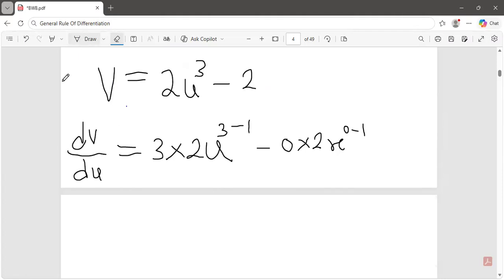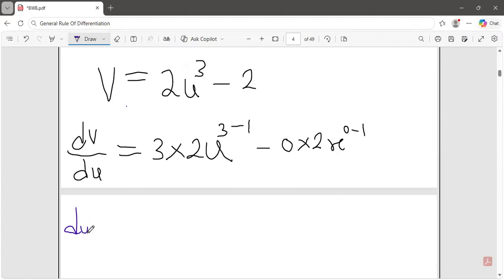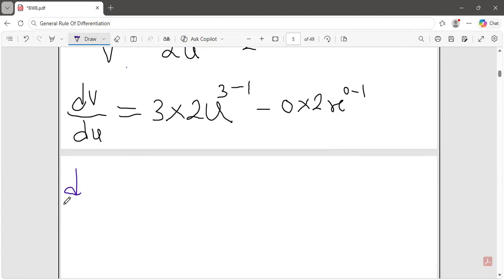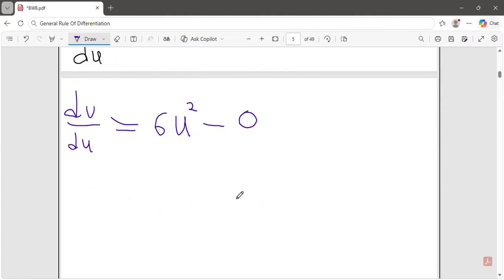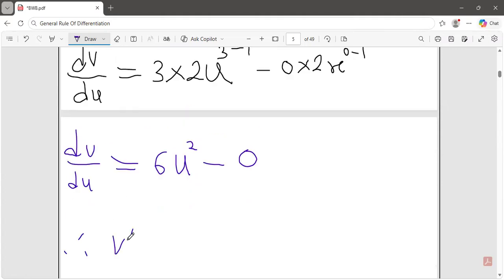So finally, we are going to say that our dV du is just going to be equal to what? 3 times 2 is going to give you 6u exponent 2 minus 0. Better still, if you want to simplify your answer for it to be more logical, you can say that, therefore, V prime is what?